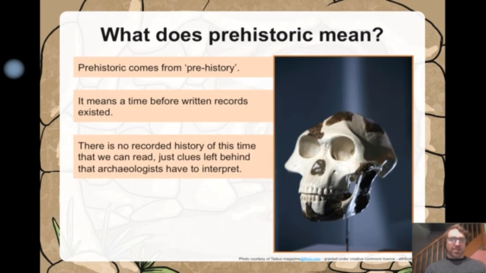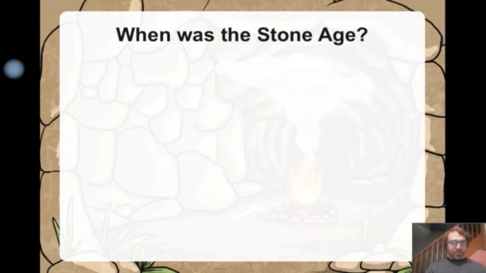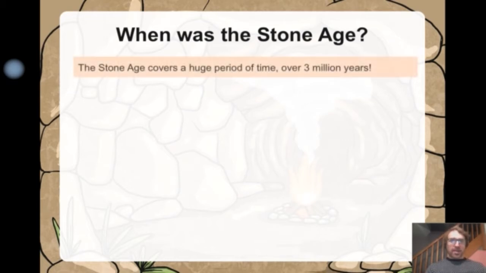Prehistoric comes from prehistory. It means a time before written words existed. There is no recorded history of this time that we can read, just clues left behind that archaeologists have to interpret. That's our first learning objective, to interpret the past. So maybe we're acting like archaeologists. So when was the Stone Age?